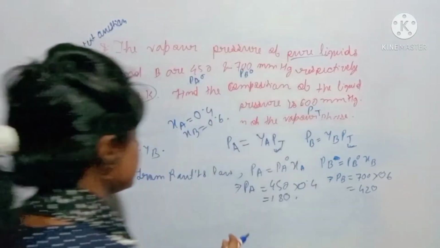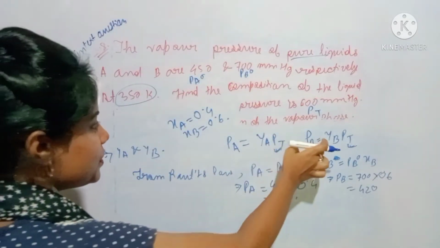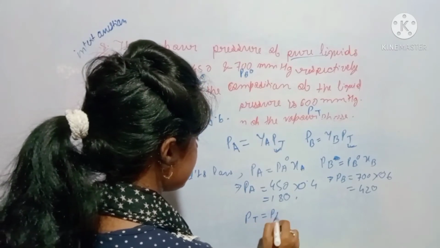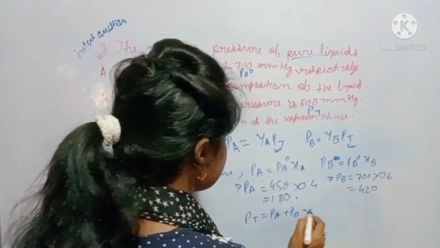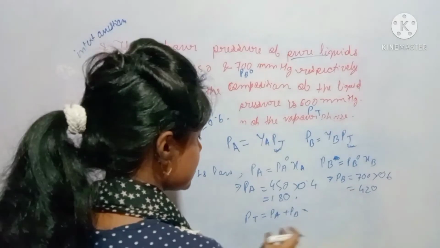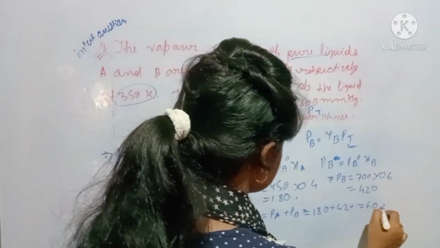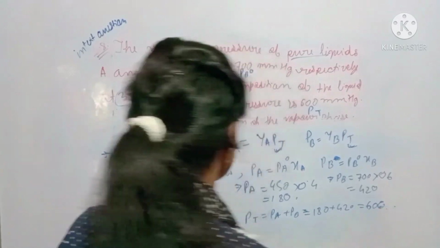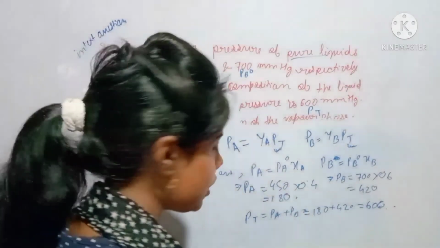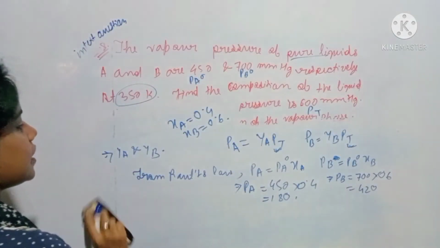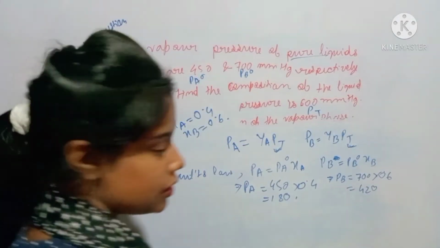Let's just see, the total pressure is 600, right? And we know that from Dalton's law, PT equals PA plus PB. So if you feel like it's maybe wrong, just add them. Then 180 plus 420 equals 600. So you are correct, right? So we get the values of PA and PB. Now just put the values in this equation and then our question will be solved.